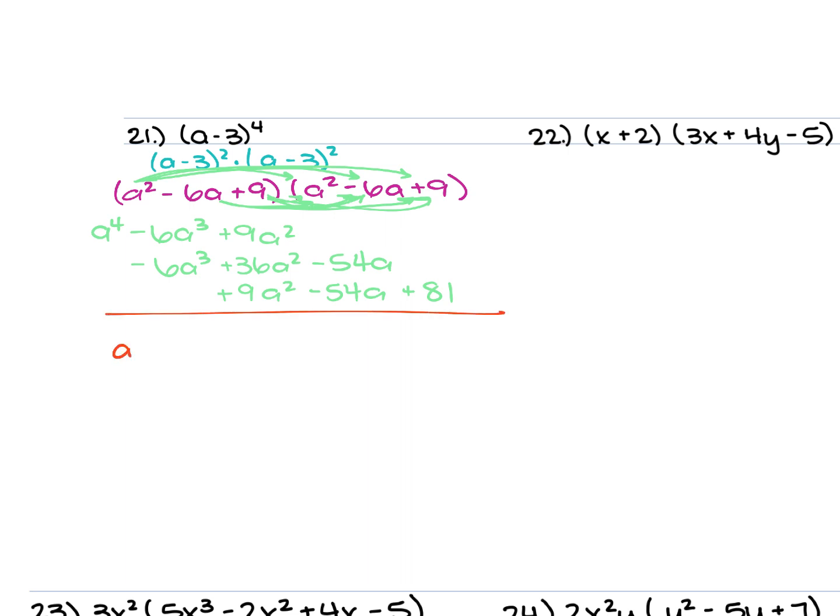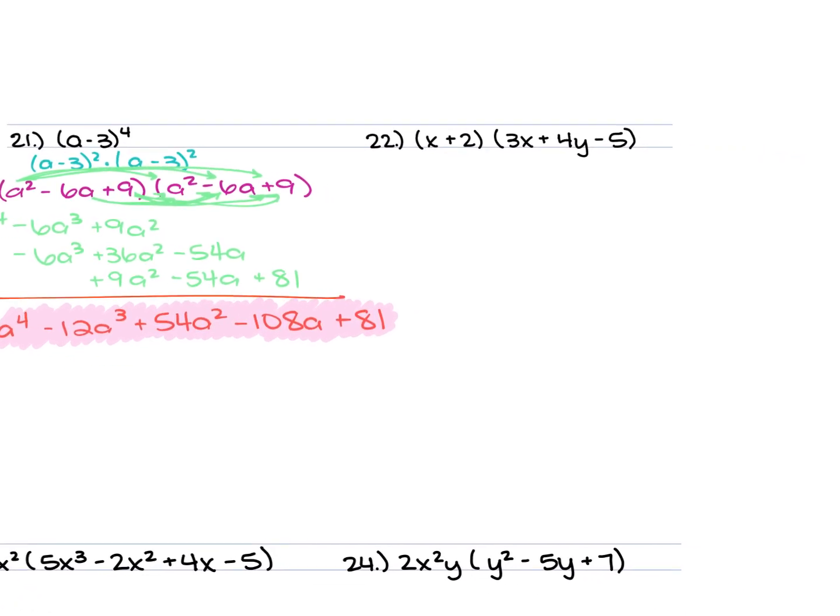So the a to the 4th power drops down. Then we have negative 6a cubed minus 6a cubed, which is negative 12a cubed. Then 9a squared plus 36a squared plus 9a squared gives us positive 54a squared. Then the negative 54a minus 54a is negative 108a. And then we add down that positive 81. So we just have a to the 4th power minus 12a cubed plus 54a squared minus 108a plus 81. For 22, we have (x + 2) times (3x + 4y - 5).